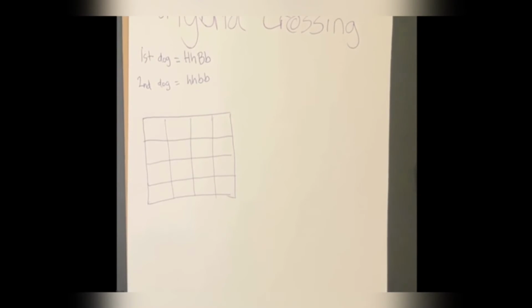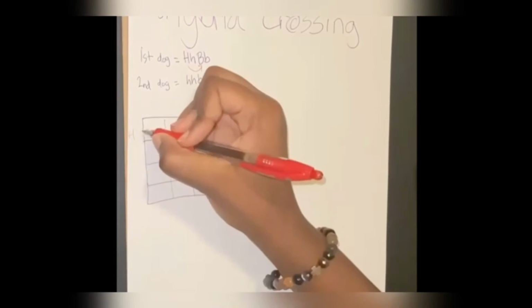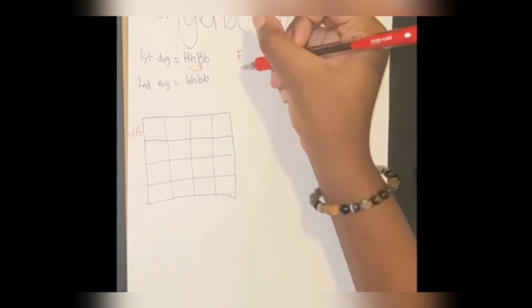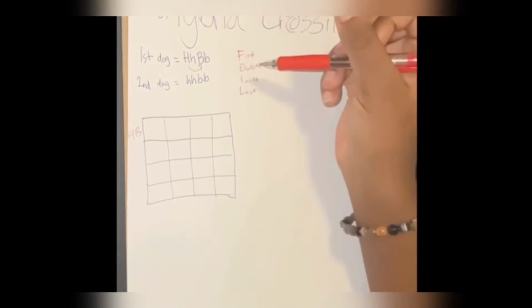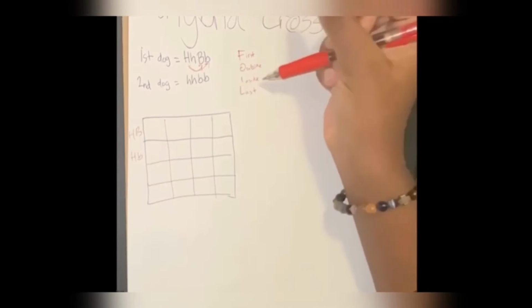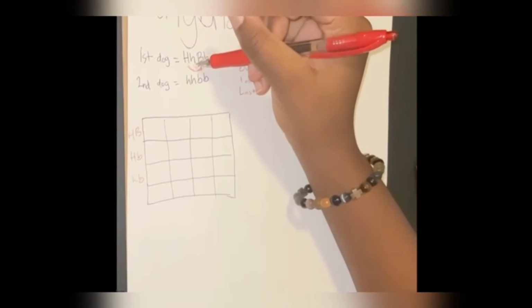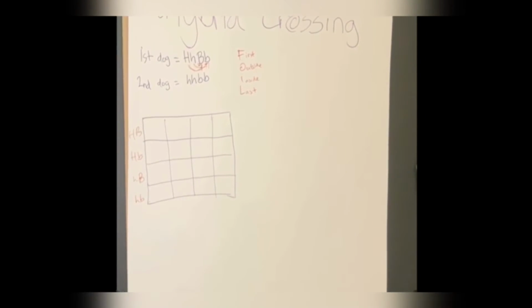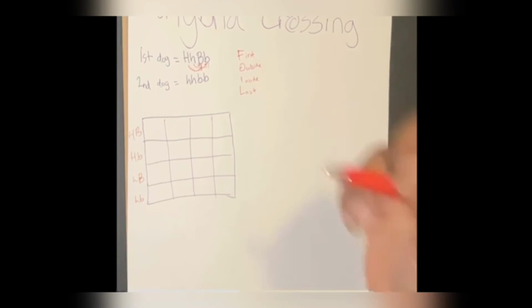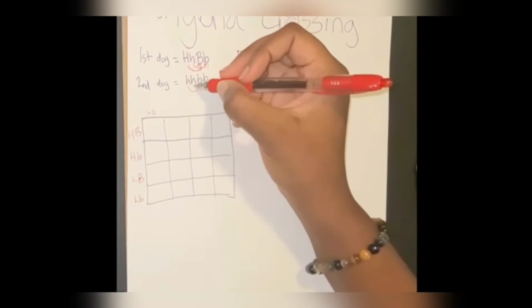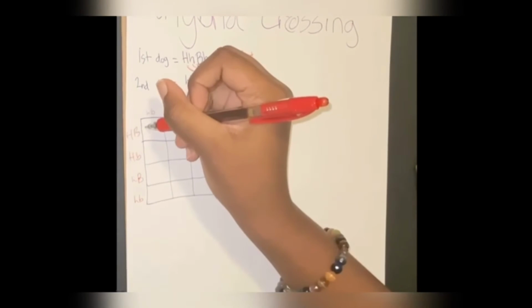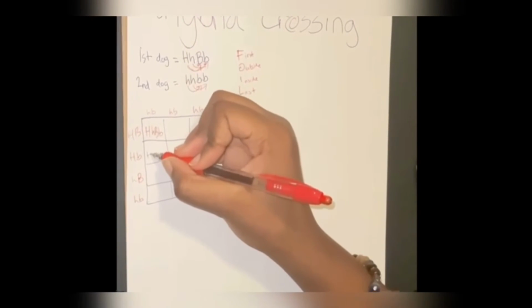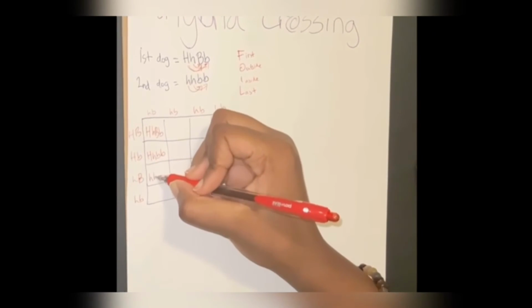And now I'm going to use the FOIL method, with F standing for front, right? O for outside, I for inside, and L for last for each position. So you see me doing that to make sure I have all the possible combinations of gametes. Now I'm going to do the same thing for the second dog on top of the table. Now I'm going to fill in all the possible combinations so we can make our prediction.